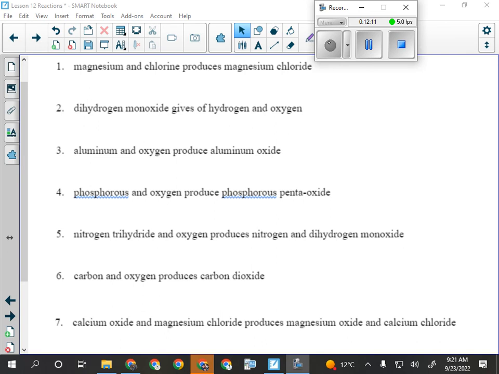On number 3, we have aluminum, Al, and oxygen. How do I write oxygen when it's by itself? Right, this is the tricky part of going from word to formula. We have to remember, oh, that's a special element that comes as a 2. Okay, and it's going to make aluminum oxide.